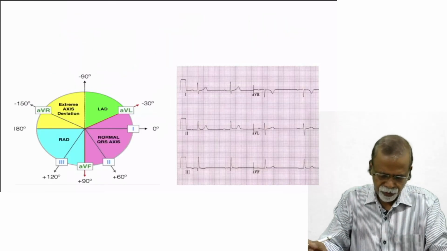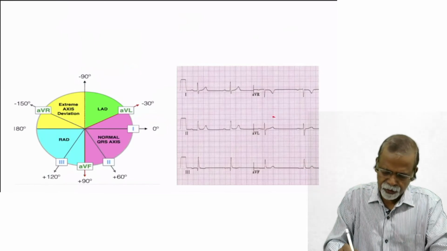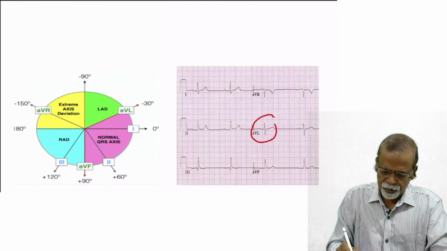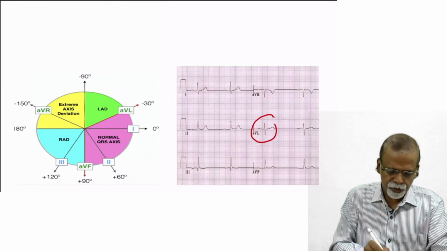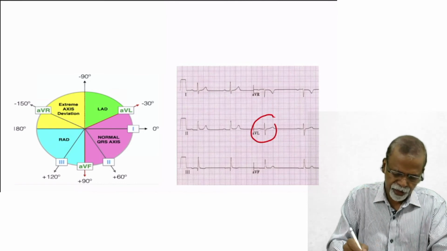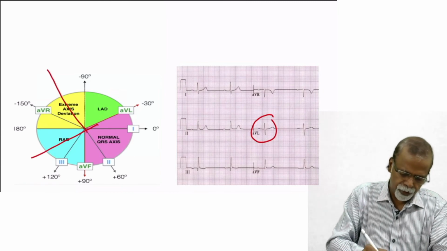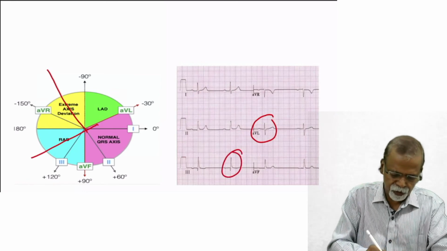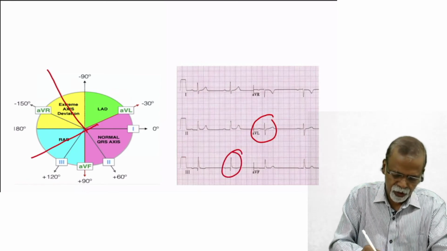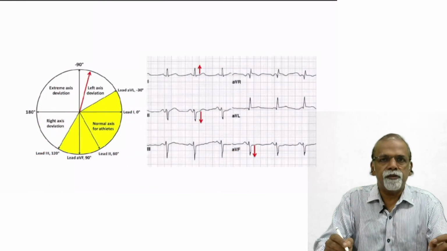Let us see what is the axis of this case, which we have already seen. The AVL is the lead with the equiphasic deflection. So identify the AVL, and the lead which is perpendicular is lead 2. As the AVF is positive, that means the current is in this direction. So plus 60 will be the axis. Now let us see a few examples.